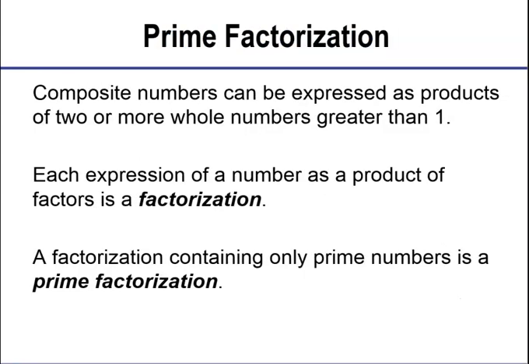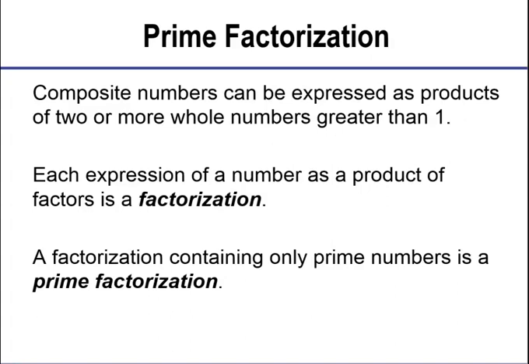All right, so let's talk about prime factorization. Composite numbers can be expressed as products of 2 or more whole numbers greater than 1. We know this. Each expression of a number as a product of factors is a factorization. A factorization containing only prime numbers is what we call a prime factorization. So every single whole number can be written as a product of prime numbers.